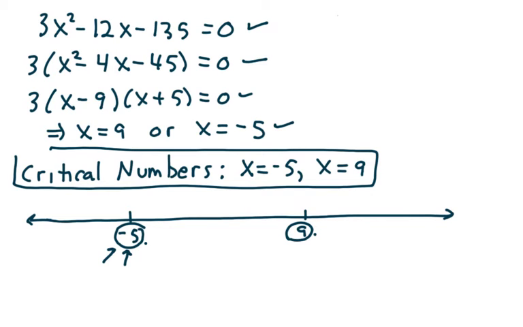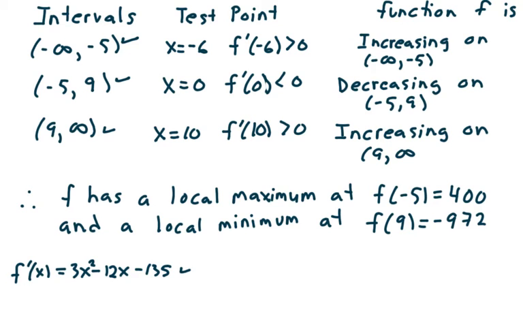And you can't test critical values. So that's the condition. When I look to the left of negative 5, I'm going to test x equals negative 6. When I look in between negative 5 and 9, I'm going to test x equals 0. 0 is a really nice number. And when I look to the right of 9, I'm going to test x equals 10. And what I'm going to do is plug it into the first derivative. So I test x equals negative 6, x equals 0, and x equals 10.